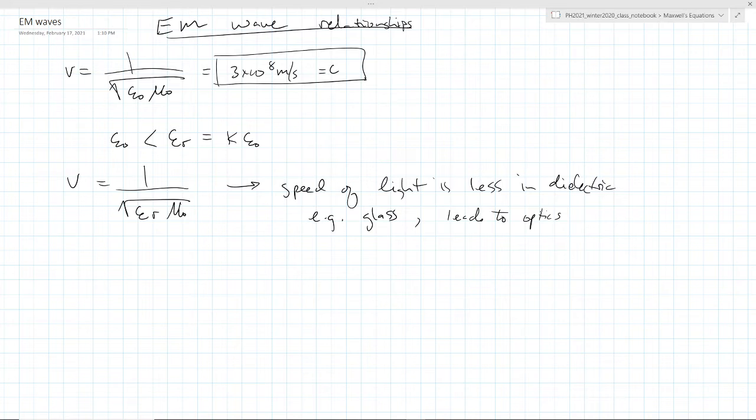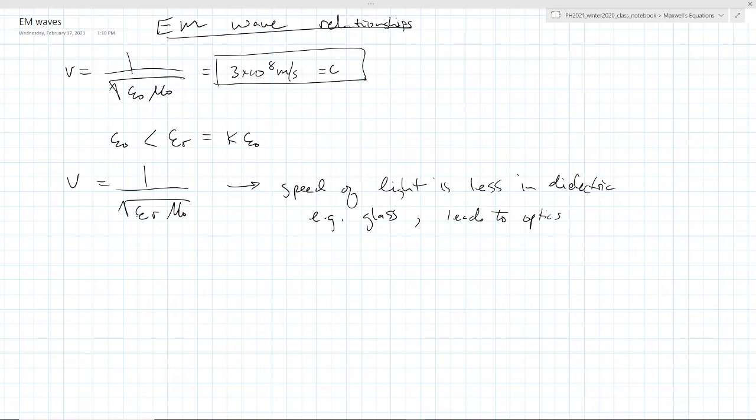And one of the ways that you can think about that is that it is a consequence of the permittivity being modified in a material and being larger. And since the velocity is proportional to 1 over the square root of that, a larger permittivity is going to make the velocity smaller.